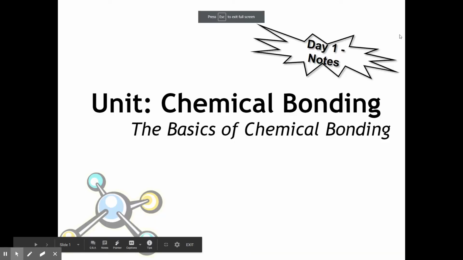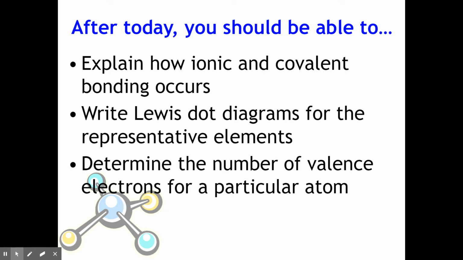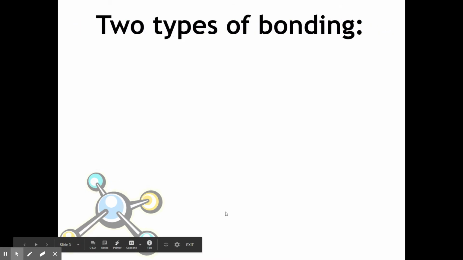Today we're going to talk about chemical bonding, the basics of chemical bonding. After today, you should be able to explain how ionic and covalent bonding occurs, be able to write Lewis dot diagrams for the representative elements, and determine the number of valence electrons for a particular atom.